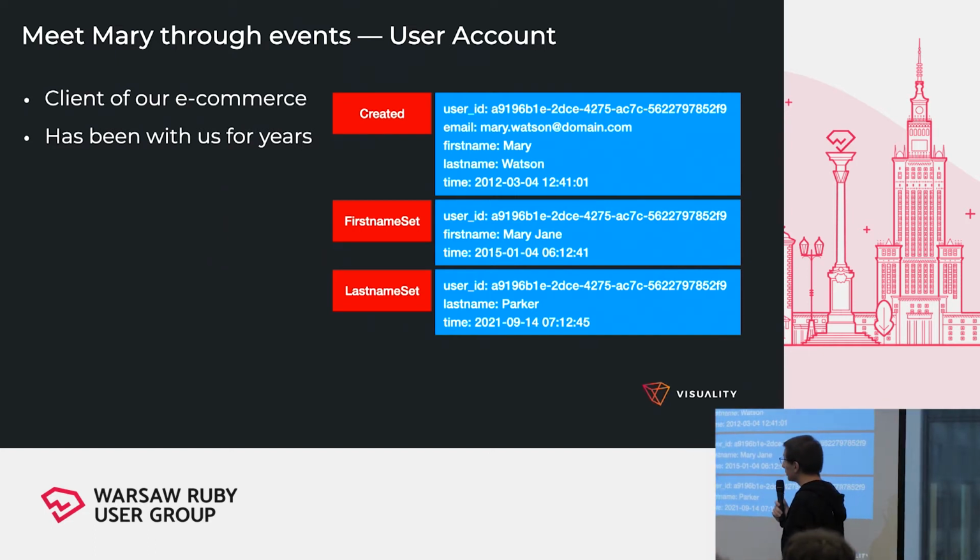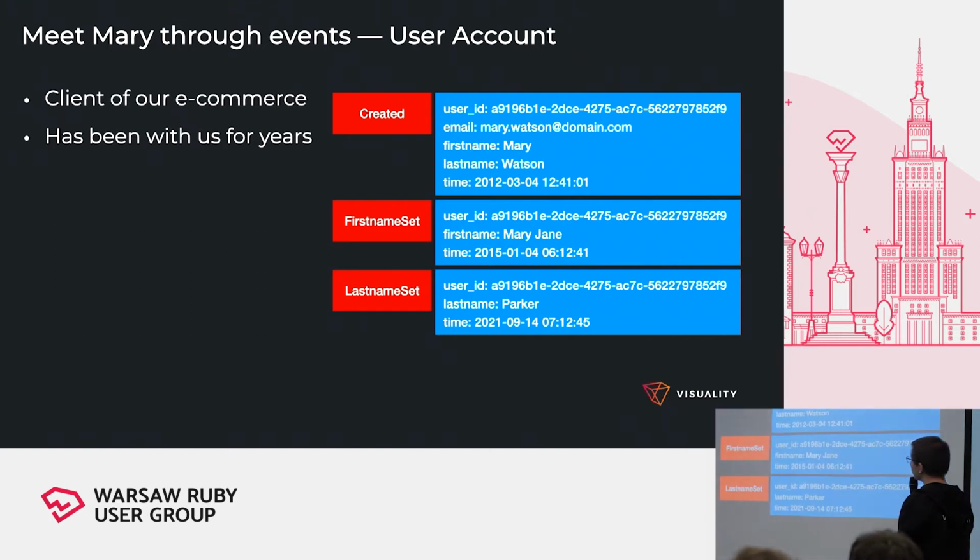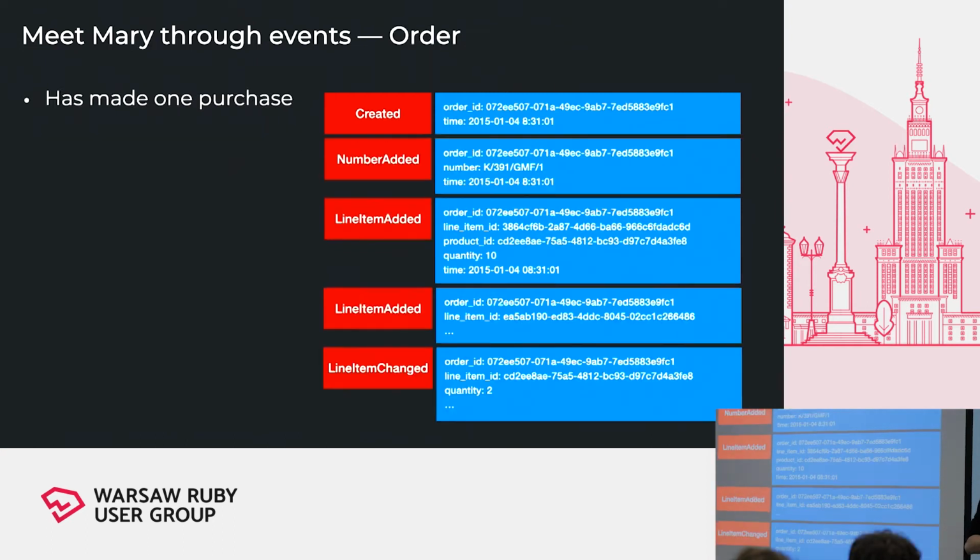So similarly to the standard system, we know she has created her account with first name, last name, and some email, which, well, it now matches the name. Then she has changed her first name. Then she has changed her last name. What else do we know?